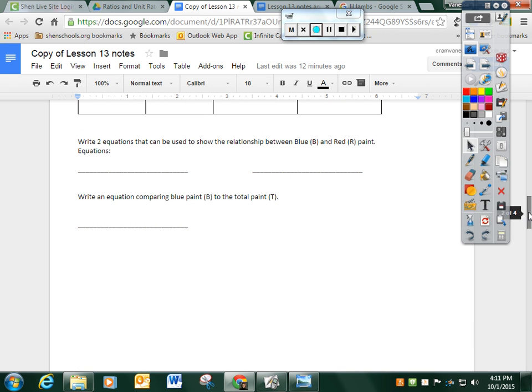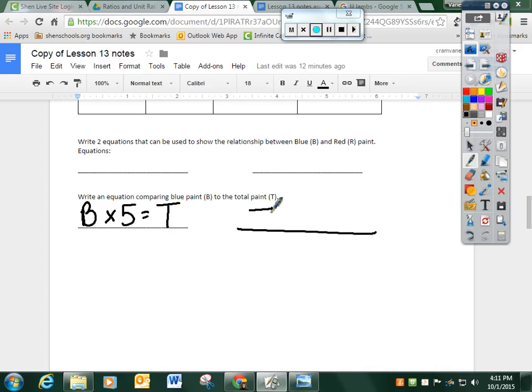So let's scroll down here. Let's write 2 equations. Oh, it was the blue paint. I hope I didn't say red, but I think I did. Don't be too mad at me. Blue times 5 is going to give you the total. And if you worked backwards, you could take the total and divide it by 5. And that's going to give you the R red. Ah, there it is, the red paint again. The B blue paint. Okay, great. Let's go down to the next one.